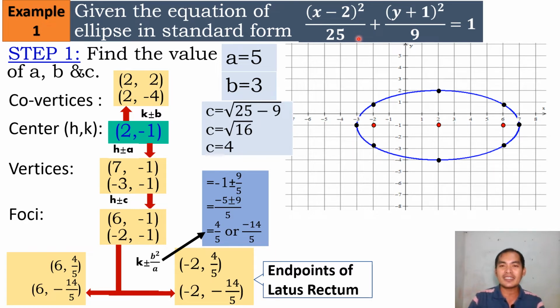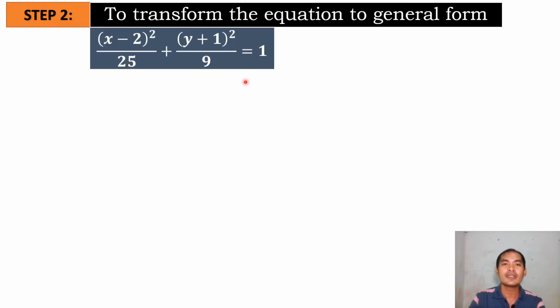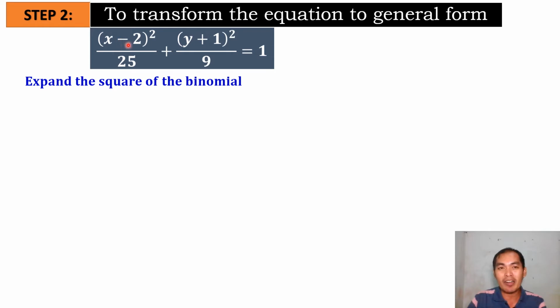Now, our next step is on how to transform this standard form to general form. So we have the given standard form. Your first step is to expand the square of the binomial. You're going to expand the numerator, and copy only the denominator. I will already discuss this. This is the square of the binomial.